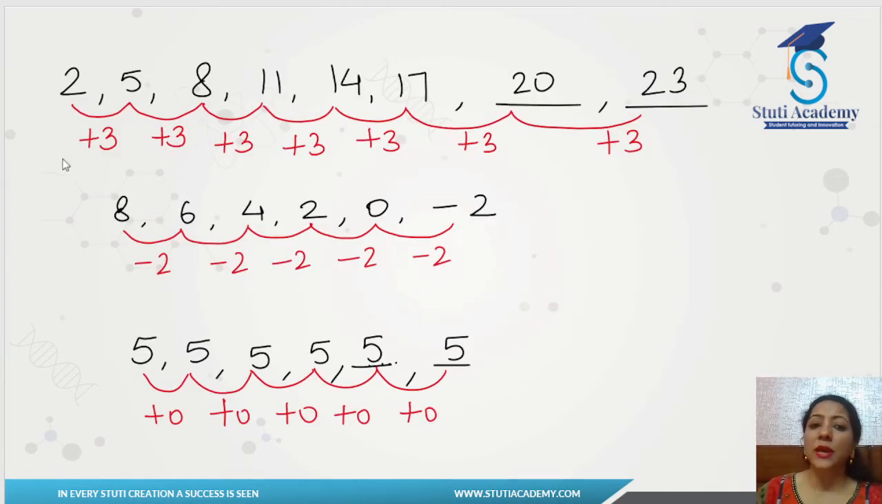Like in the first case, we are adding 3 every time. Please notice the number which we are adding every time to get the next number is 3. It is the same throughout. We are not varying it. We are not adding 4, 5, something different. Every time we are adding the same number.